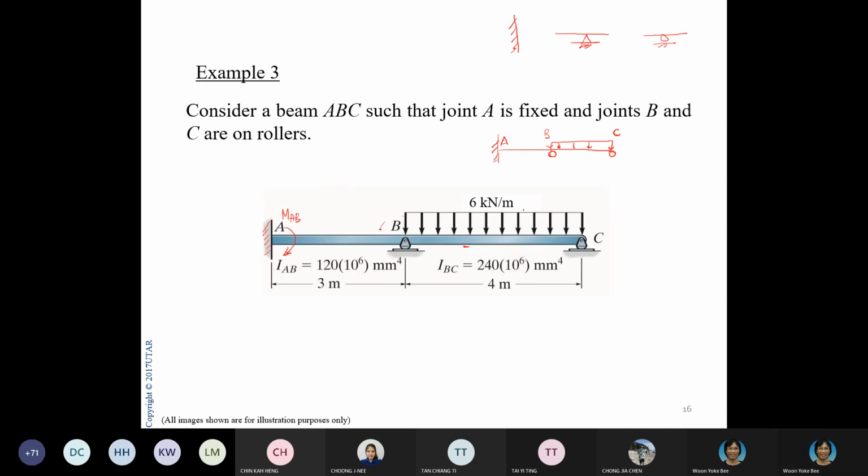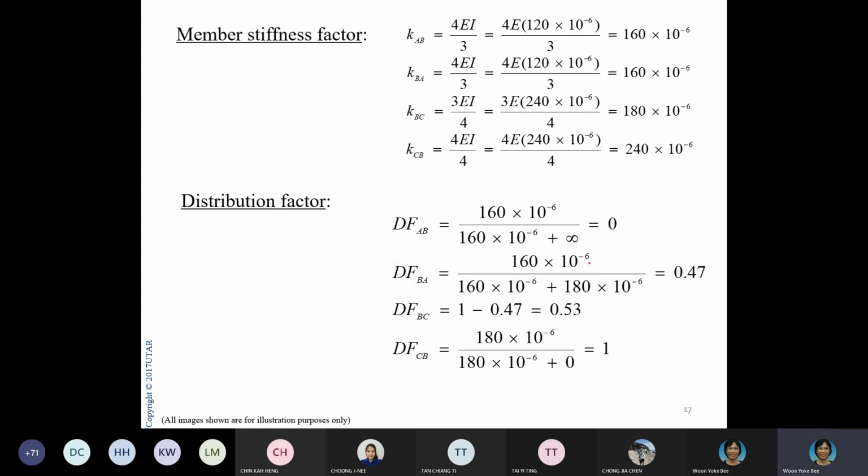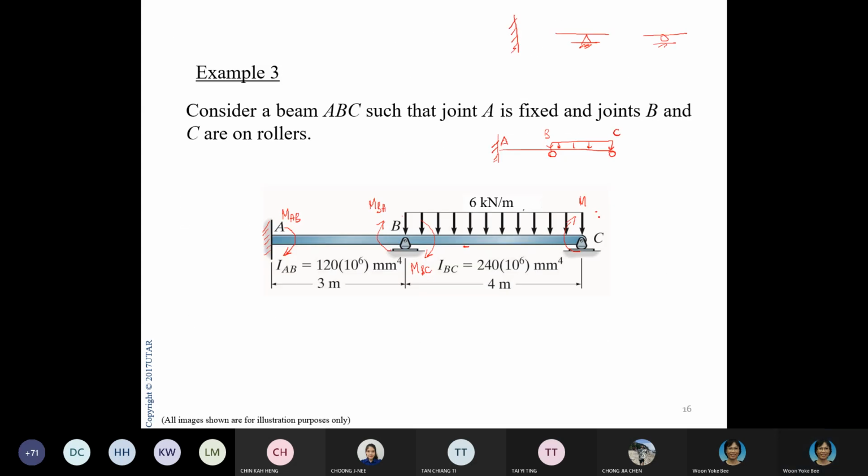MAB. I'm following the same sign convention. This is MBA, this is MBC, and of course this is MCB. Now, as you know, this is a roller. If this is a roller, there is no moment here, so this one is definitely 0. You don't need to even consider anything.